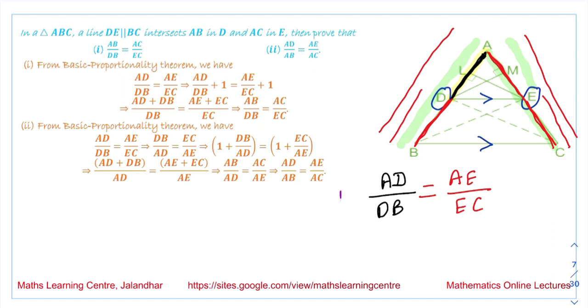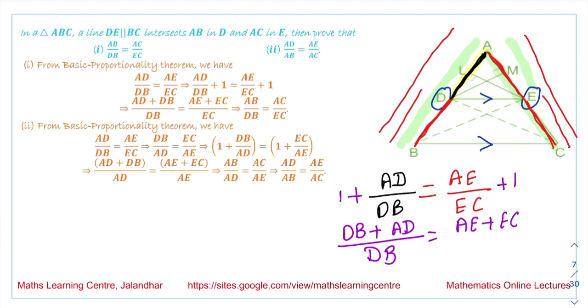Now if we add 1 to both of these sides, we get that DB plus AD over DB is equal to AE plus EC over EC. So this DB plus AD becomes AB over DB. This will be equal to, when we add these two, AC over EC. So this is our first proof.